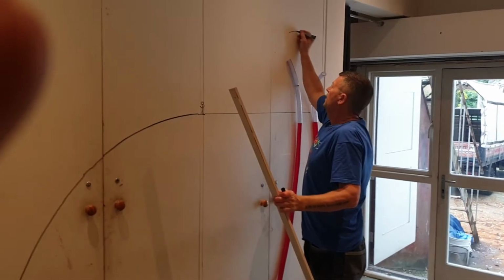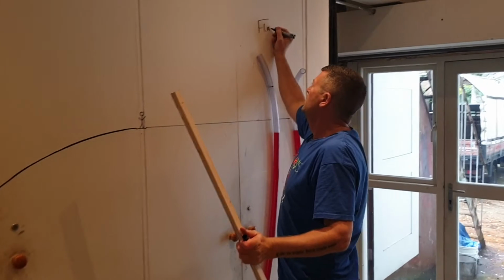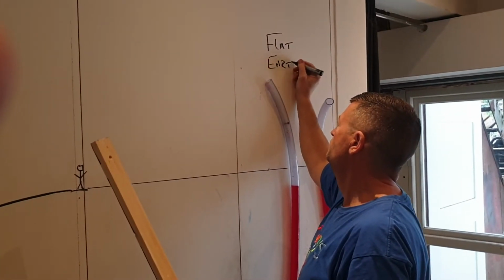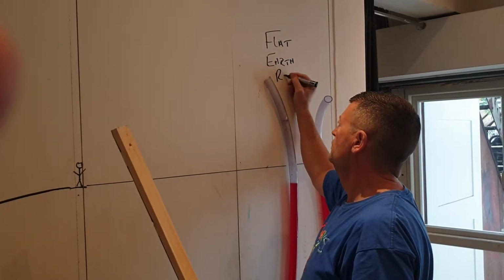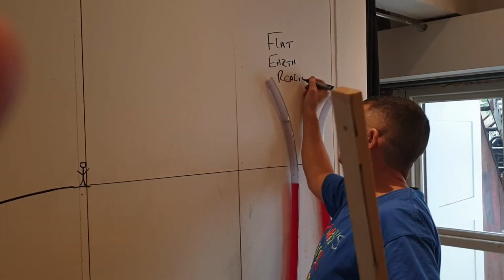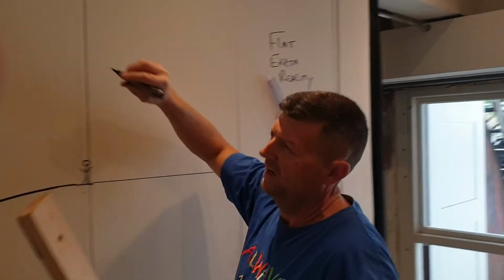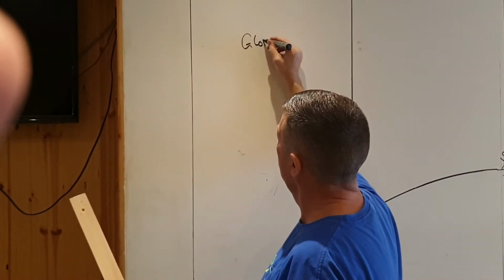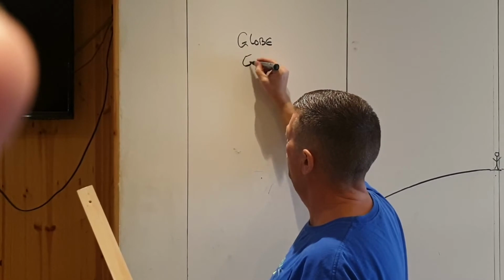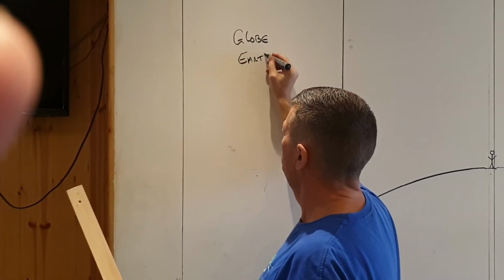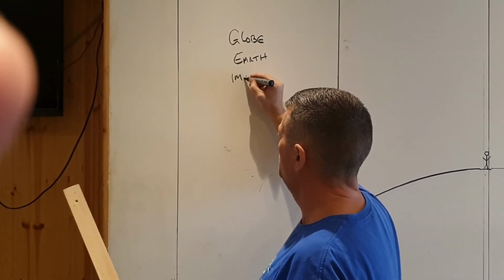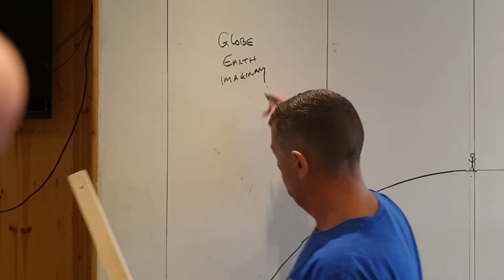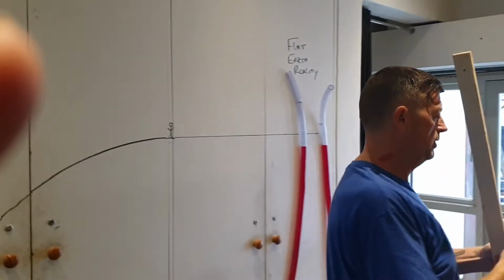So this side we've got flat earth, reality. This side we've got globe earth, imaginary. And I'll show you why.